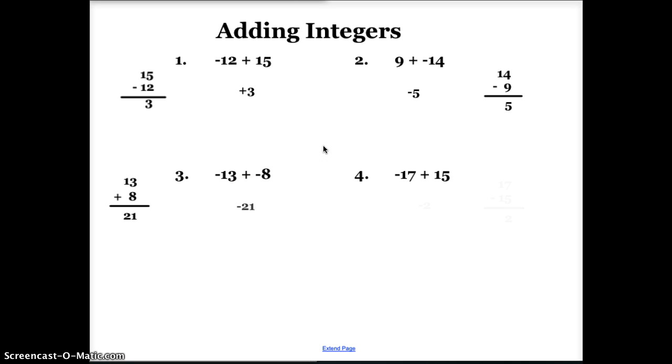The last one, I have negative 17 plus 15. Now in this case, they work against each other, and the negative wins the battle. When they work against each other, I subtract them. 17 minus 15 is 2, and since the negative won the battle, my answer is going to be negative 2.